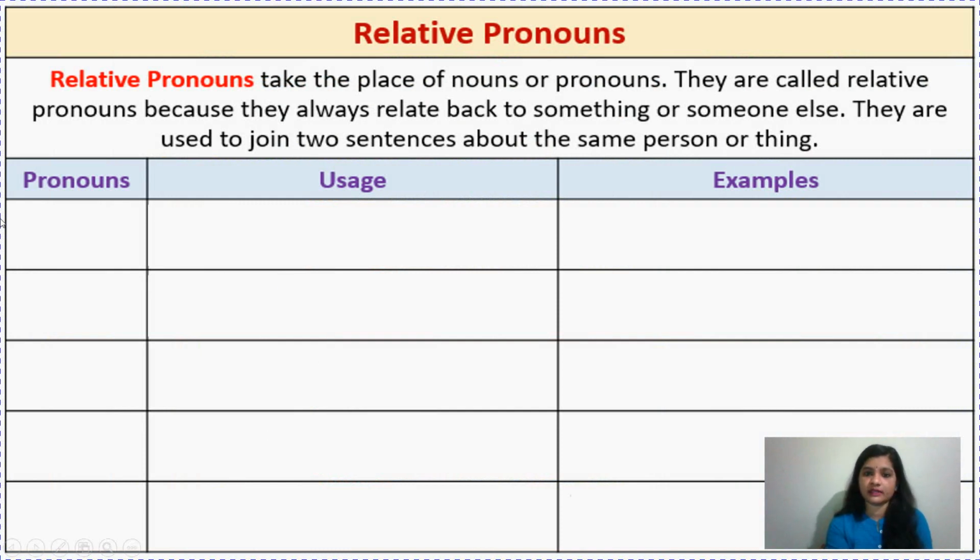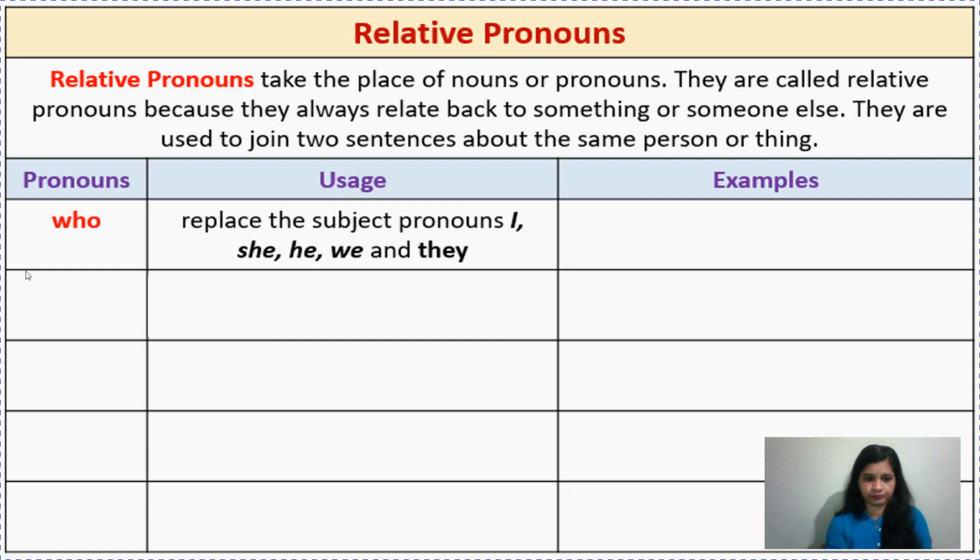Now the next is relative pronoun. Relative pronouns take the place of nouns or pronouns. They are called relative pronouns because they always relate back to something or someone else. It is showing relation, children, okay? They are used to join two sentences about the same person or thing. Let's see examples one by one.